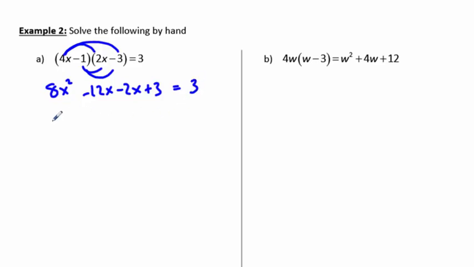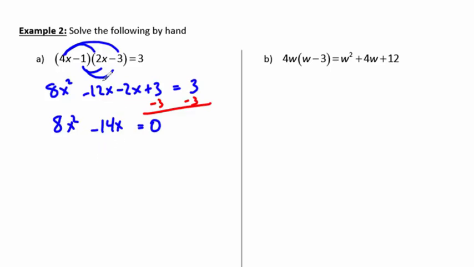And then we're going to combine like terms and get this equal to 0. So 8x squared minus 14x plus 3, and we're going to subtract 3 from both sides to get this equal to 0. So we're going to have equals 0 since the 3's are going to cancel out. Once I get it equal to 0, it's a whole new equation.